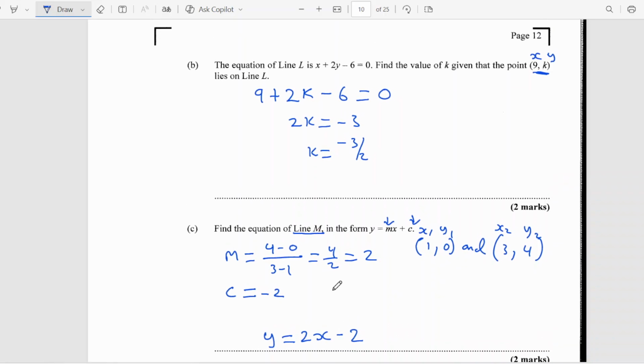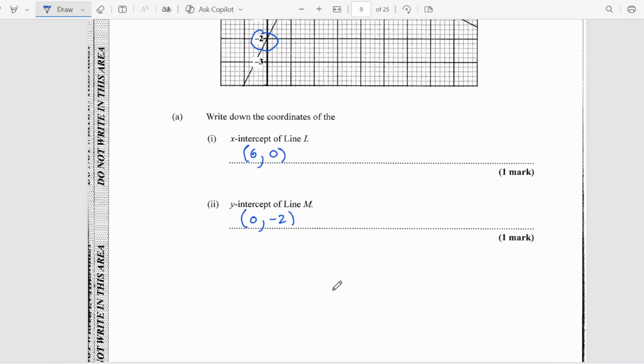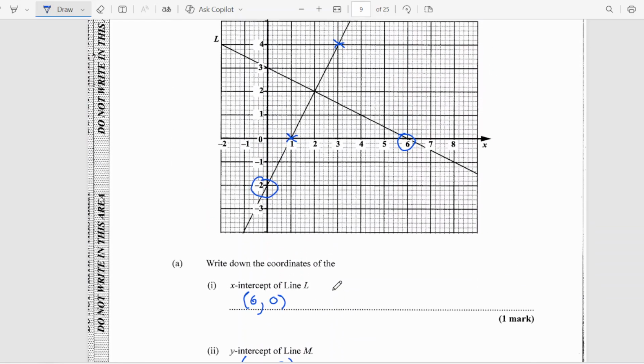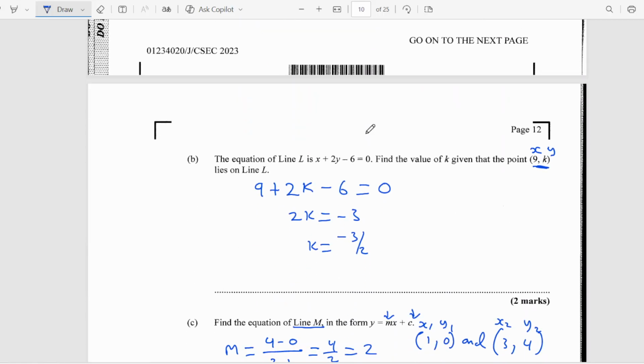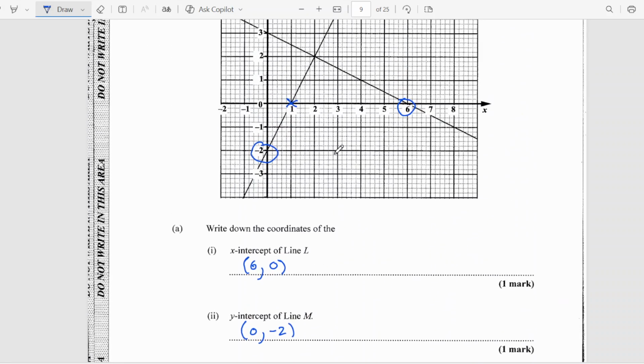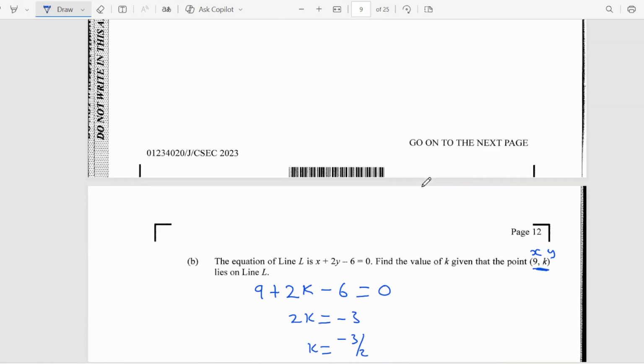So we need to find the gradient of line L. What is the gradient of line L? We could choose 2 points along L and calculate the gradient. Or we could use this equation and also find the gradient, right? Either one. Let me choose the 2 points. So line L, the gradient of line L, let me choose this point there, that is (0, 3), and this point here, (6, 0). So (0, 3), (6, 0).